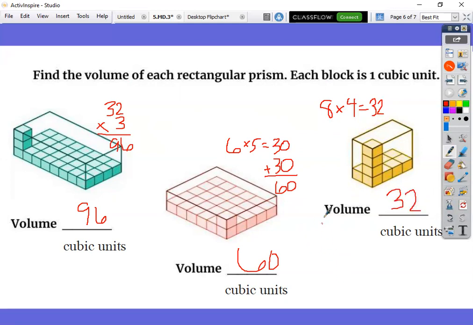Good job today, guys. So all we have to remember is really focus on the amount of cubes in one layer, find the number of layers. We can multiply as we did here, 8 times the 4 layers, or we could take that number of cubes and add it that many times for the number of layers.